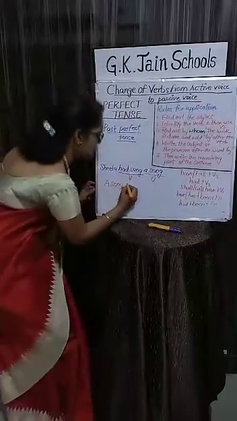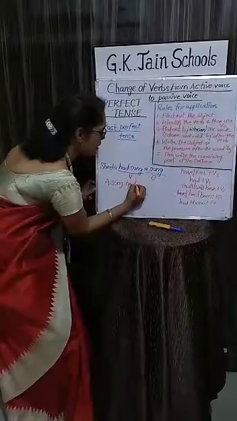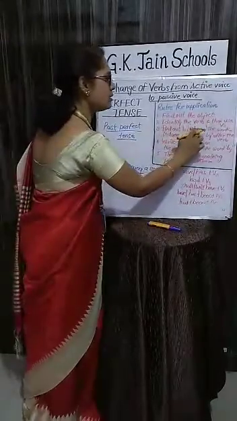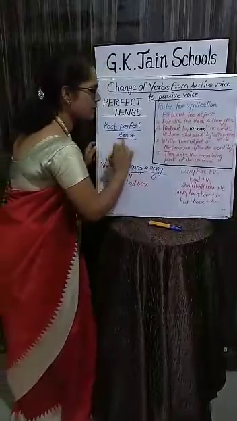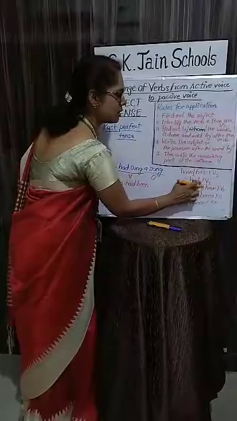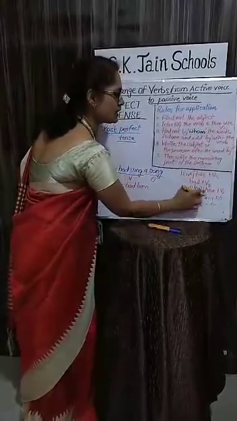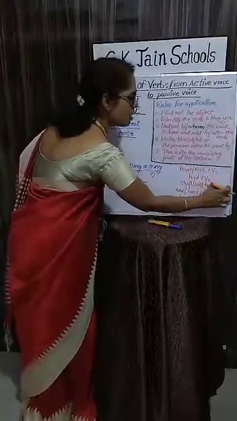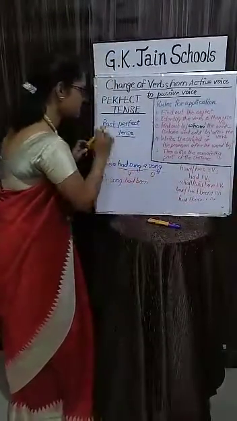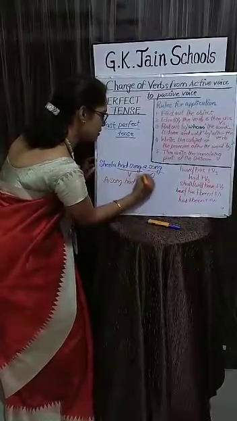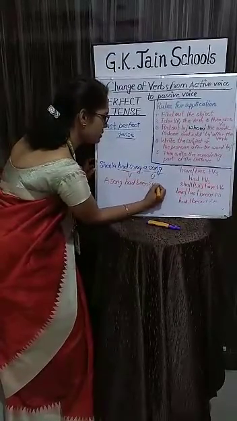So let's write now the rule here. Had been. And now we have to write the third form of the verb. And as I already told you, the verb is already in its past participle form. In any of the tenses you see, whether it is a present perfect tense, a past perfect tense, or a future perfect tense. Our sentence now is in past perfect tense. So let's place the verb sung.